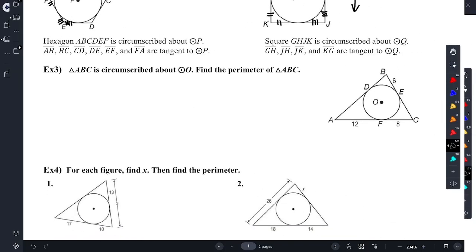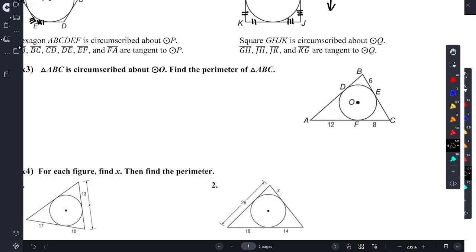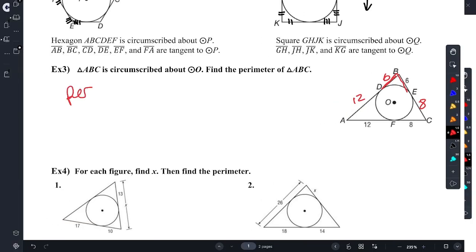All right, so here we go. ABC is circumscribed about O, right? All right, so look here. Focus just on this for a minute. You see this right here? They're both tangent, right? So what do I know about BD and BE? They're both 6. What do I know about AF and AD? They're both 12. What do I know about FC and EC? They're both 8. What's the question? The perimeter. The perimeter would be what? Add up the sides. So what do we got? We got 18 plus 20 plus 14, right?